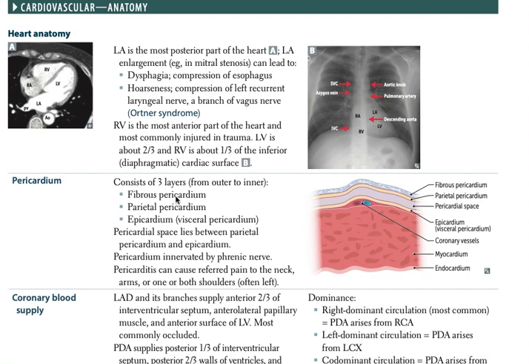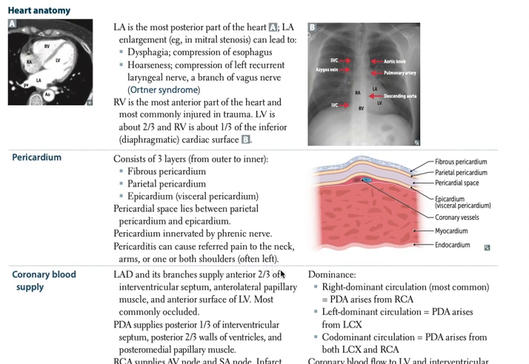Pericardium consists of three layers from outer to inner. It is fibrous pericardium, parietal pericardium and epicardium, also called the visceral pericardium. Pericardial space lies between the parietal pericardium and epicardium. Pericardium is innervated by the phrenic nerve. Pericarditis can cause referred pain to the neck, arms, or one or both shoulders, often to the left.